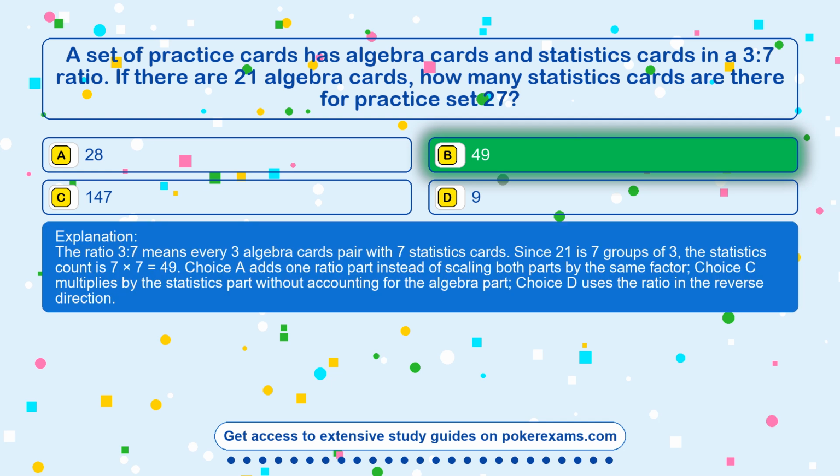The ratio 3:7 means every 3 algebra cards pair with 7 statistics cards. Since 21 is 7 groups of 3, the statistics count is 7 times 7 equals 49. Choice A adds one ratio part instead of scaling both parts by the same factor, choice C multiplies by the statistics part without accounting for the algebra part, choice D uses the ratio in the reverse direction.